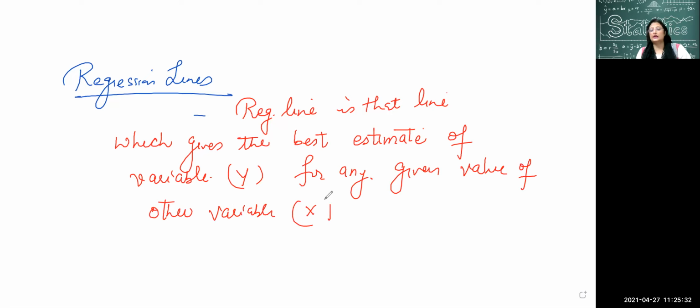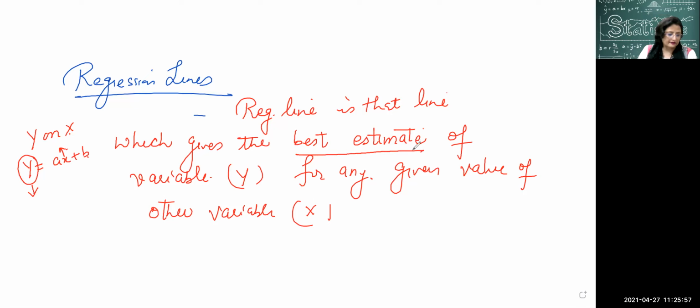What does the regression line do? It is the line which gives the best estimate of the variable y. If y is dependent on x, and y has some kind of relationship, y is equal to ax plus b, then by putting the value of x, we are getting the value of y. That value of y will be the best estimate of the variable y. Okay?